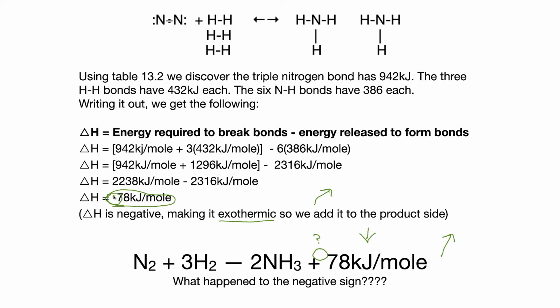If this were positive 78, that would say it's an endothermic reaction, and it would just be a plus 78 kilojoules per mole over here. Okay, so the negative sign doesn't follow it into the equation. That just tells us whether it goes on the reactant side or the product side. Negative, exothermic, goes on the product side. Positive, endothermic, goes on the reactant side.